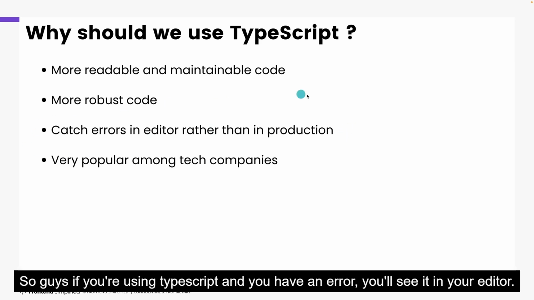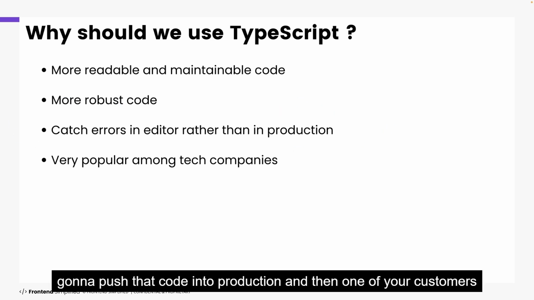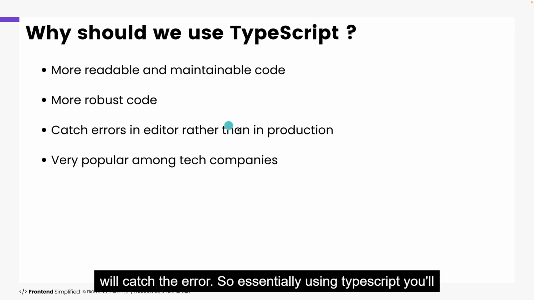So guys, if you're using TypeScript and you have an error, you'll see it in your editor. Whereas if you're using JavaScript and you don't catch the error, you're going to push that code into production and then one of your customers will catch the error. So essentially using TypeScript, you'll catch bugs in your code before you push it into production.